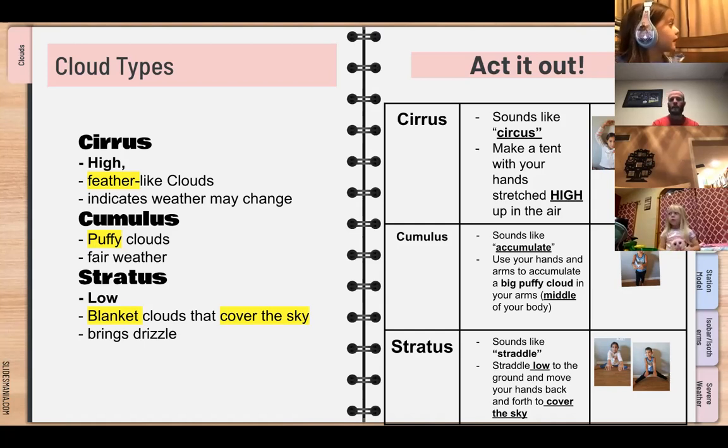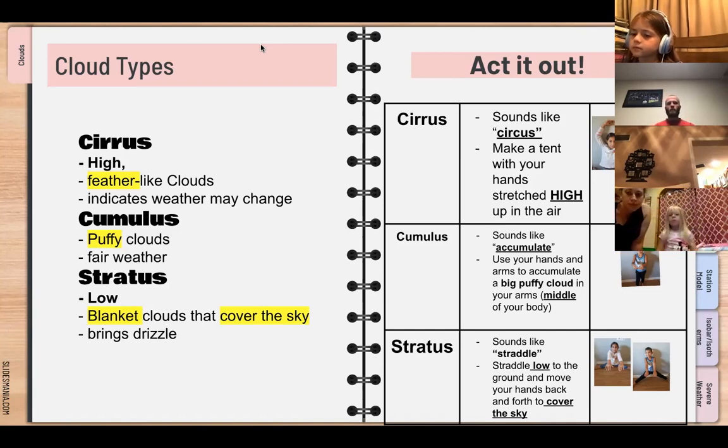All right, good. Okay, so the last thing we want to look at here, now that we've talked about the 3 types of clouds, is ways that we can remember them. We're going to need a little bit of interaction here from our class as we go through these. The first one we're looking at is, again, the cirrus cloud. And the word cirrus sounds a lot like the word circus, okay?